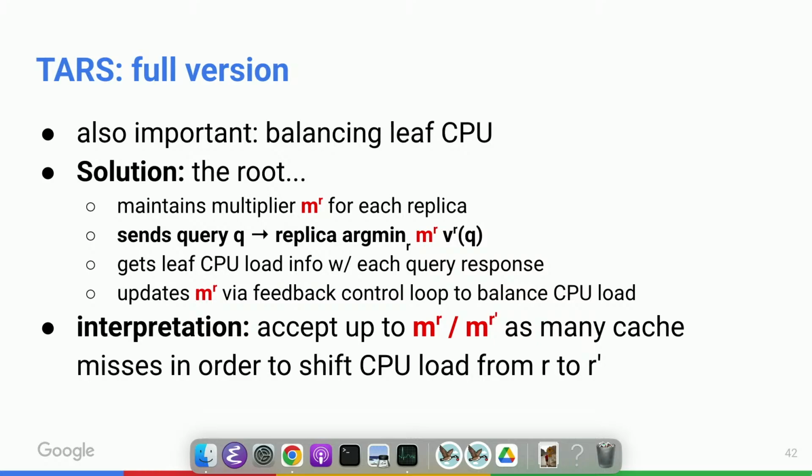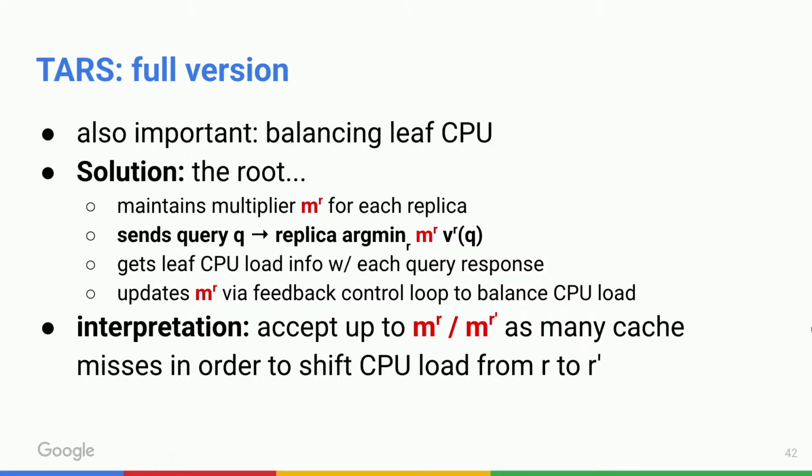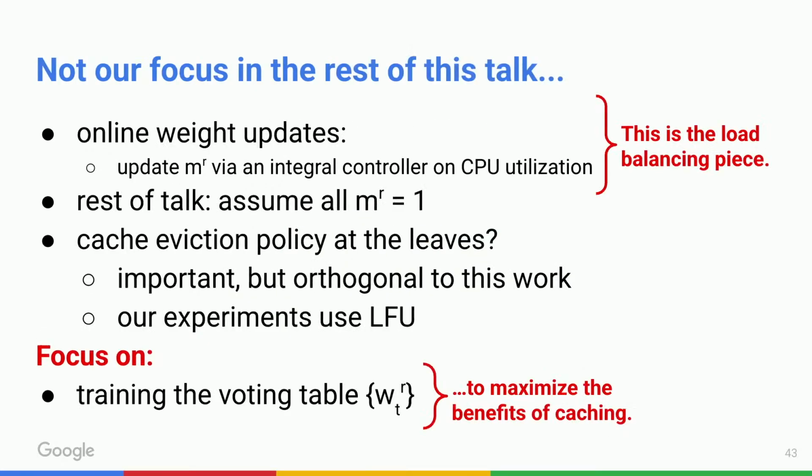As I said, I will not talk about this in the rest of the talk, but this is just to set your mind at ease. We do have a mechanism for getting rid of hot spotting, and this is it. The rest of the talk is going to be about how to minimize cache misses. In other words, we just assume that all these weights are 1 now.